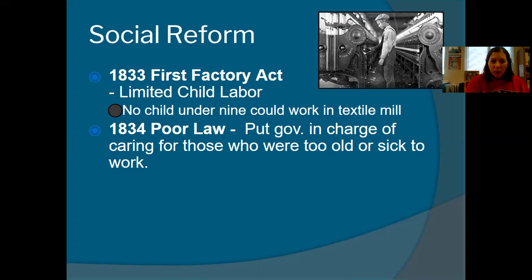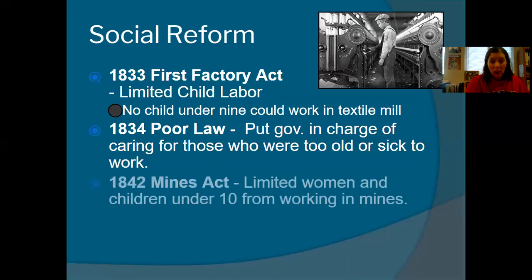The Poor Law from 1834 put the government in charge of caring for those that were too elderly or too sickly to work. So that kind of provided some relief for people who had been injured or just weren't able to get up and go to work anymore.